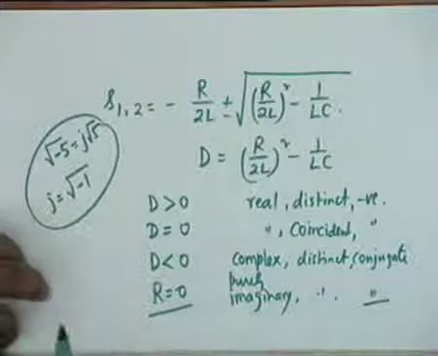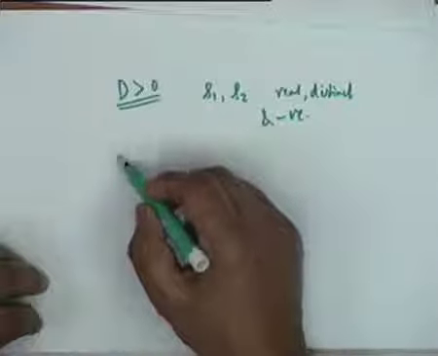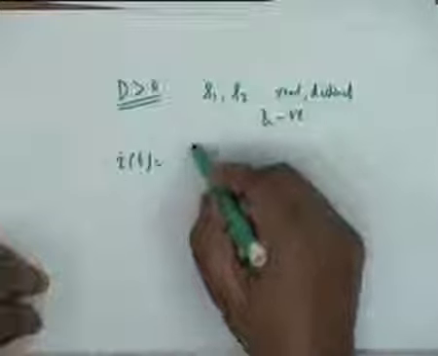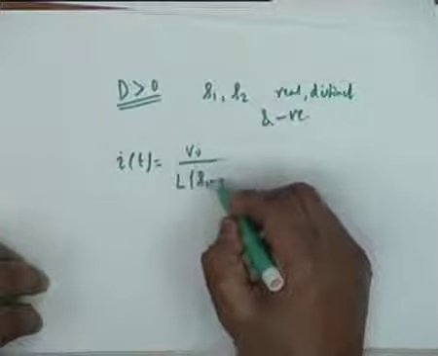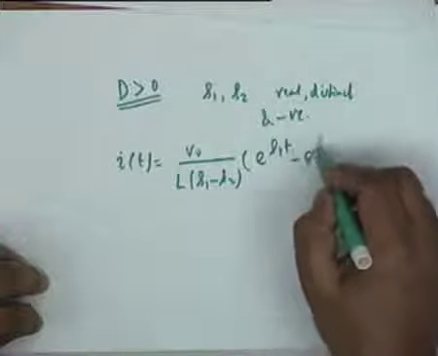Let us consider this case, D greater than 0. That is, roots s1, s2 are real, distinct and negative. Alright, and you already know that the current solution is equal to V0 by L (s1 minus s2) times (e to the s1t minus e to the s2t).